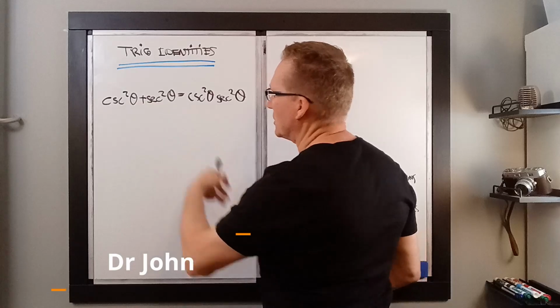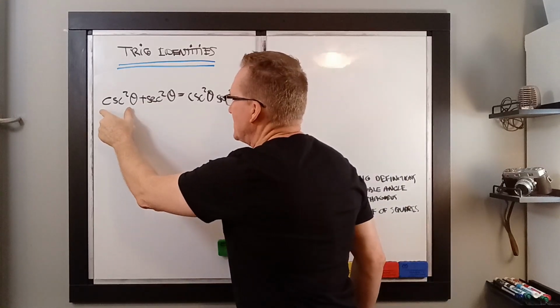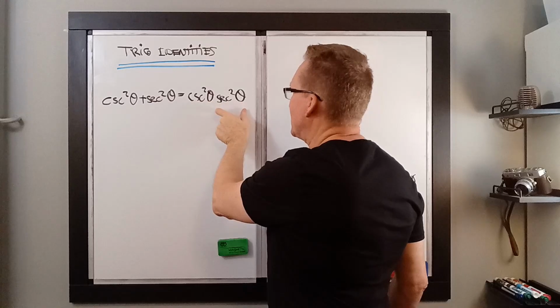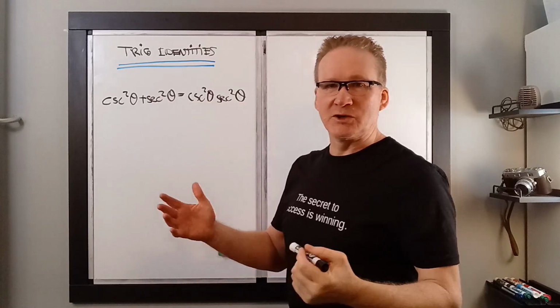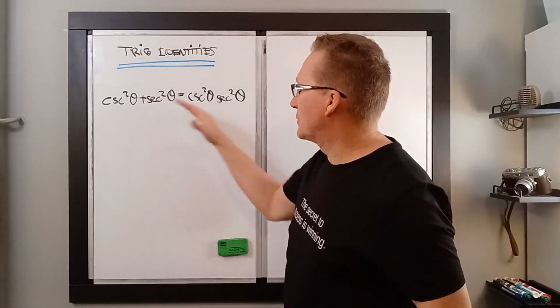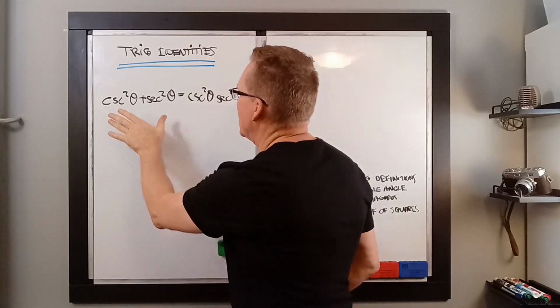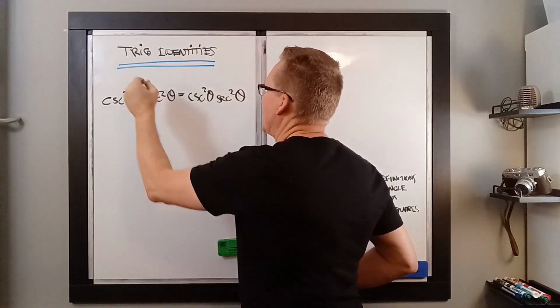Here we have a really odd looking thing. It's cosecant squared plus secant squared equals cosecant squared times secant squared. It would seem unusual that that would occur. We're going to try to prove to see if it's right. I don't know which side is going to be the easier to work with. Let's start by working here on the left-hand side.